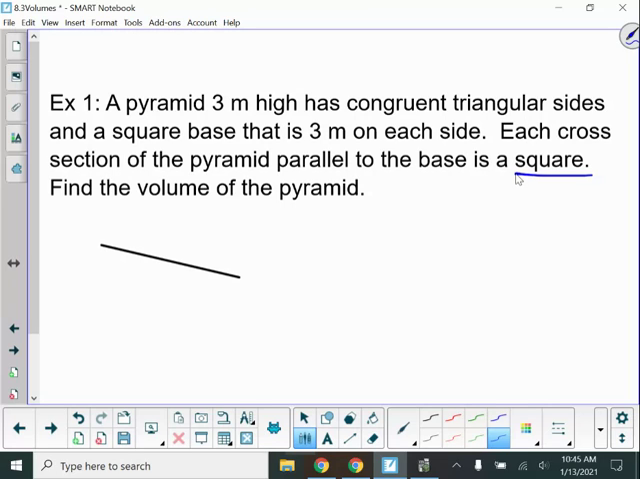So I've kind of drawn this on an angle, and I'm going to sketch this off here. Imagine this line is going down through the pyramid. I'm actually going to lay the pyramid down instead of sitting it up, because it's a little bit easier to sketch the cross-section here. So we'll see how this goes.